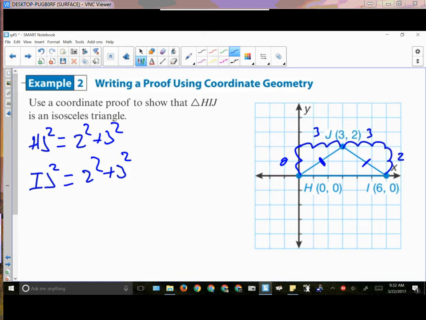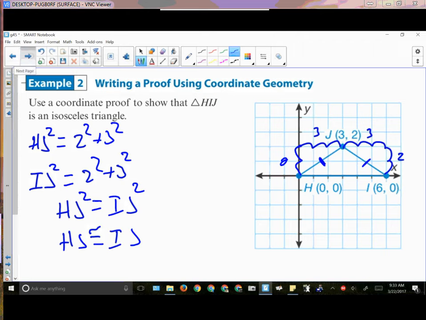Could I then, since 2 squared plus 3 squared and 2 squared plus 3 squared is the same thing, say that HJ squared is equal to IJ squared? Would that lead me to say that HJ would be congruent to IJ? Do I have an isosceles triangle if that is the case? Yeah. The answer is yes.